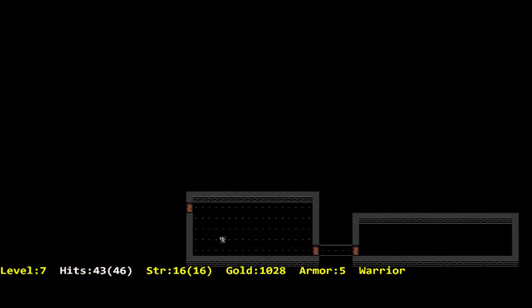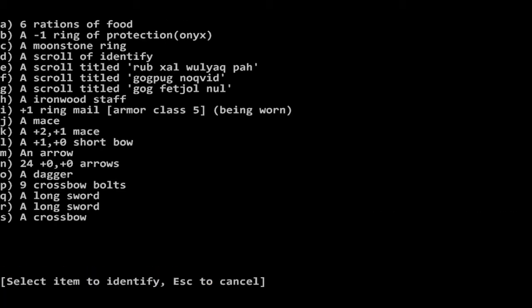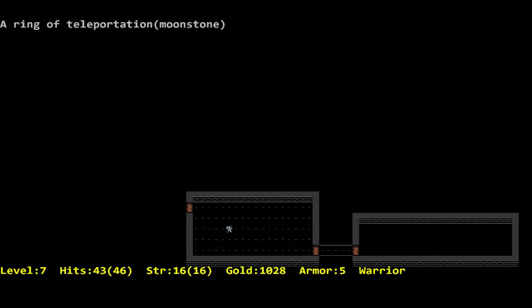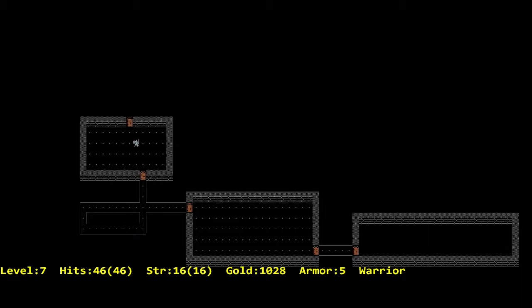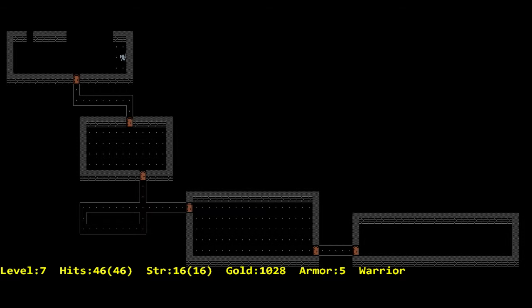This is also a Roguemix thing. So, I'm just going to identify the ring now. The moonstone ring, a ring of teleportation. I don't know what exactly that will do, if this will just randomly teleport us around at random intervals. Probably not going to use it, because I don't like to be teleported.